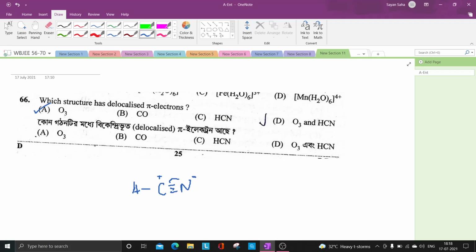So the answer may be A, may be D, but for the sake of now, we are considering option D as the correct answer because delocalization is there. So 66's answer will be D, but just check it after the official answer key comes. Okay.